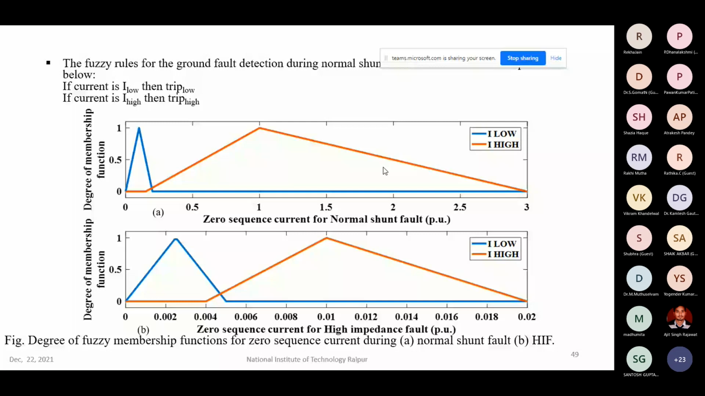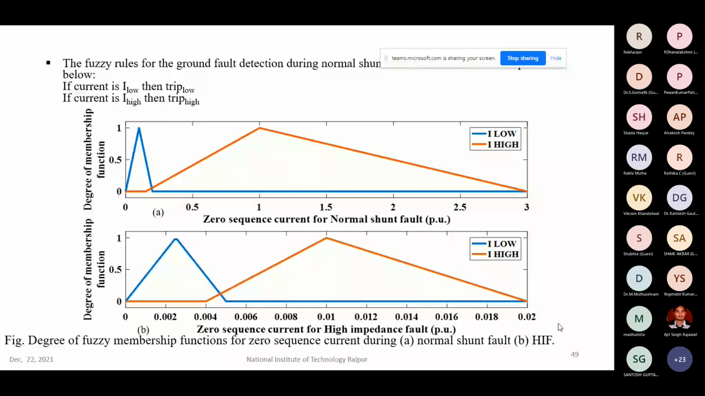Here you can see the trip signal for ground fault detection. To detect whether ground is present in the system, we use the zero sequence current. If the zero sequence current is less than 0.5, it is a no ground fault condition, and if it is more than that, then a ground fault has occurred. In case of normal shunt fault, zero sequence current is up to 3 per unit, whereas in case of high impedance fault, zero sequence current is only in the range of 0.02 per unit. So a separate fuzzy inference system is designed to detect the presence of low impedance fault or HIF fault, particularly the ground parameter.